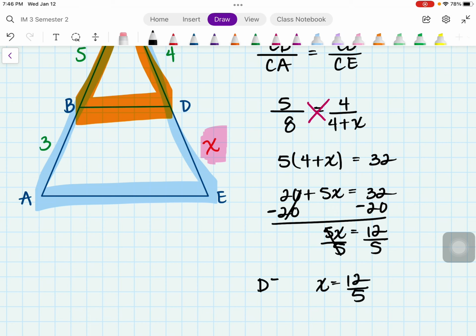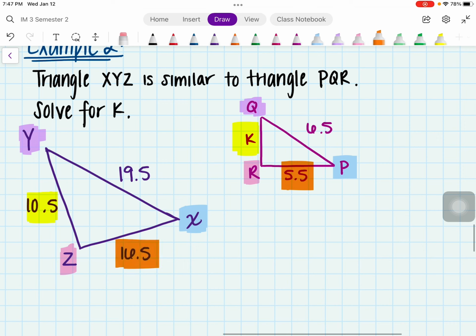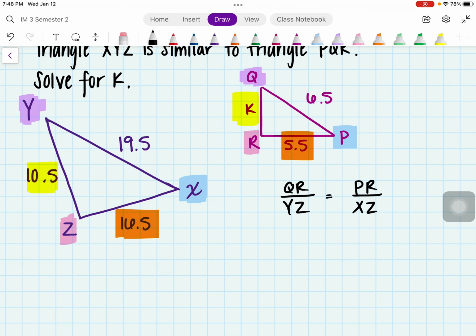All right. So since we're trying to solve for K in this case, we're looking for this one. Corresponding side with QR would be YZ. And then we could choose any other side. So in this case, let's say I use RP, which would be in this case ZX or XZ. So let's go ahead and build up that proportion. I have QR over YZ equal to, in this case, PR over XZ.